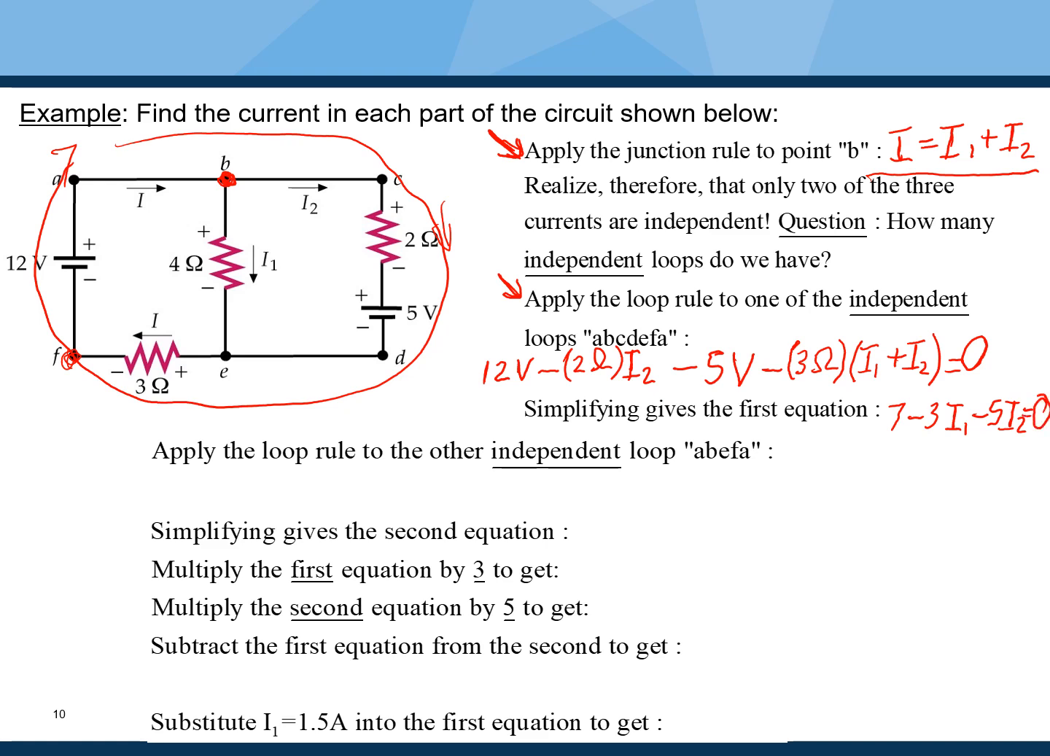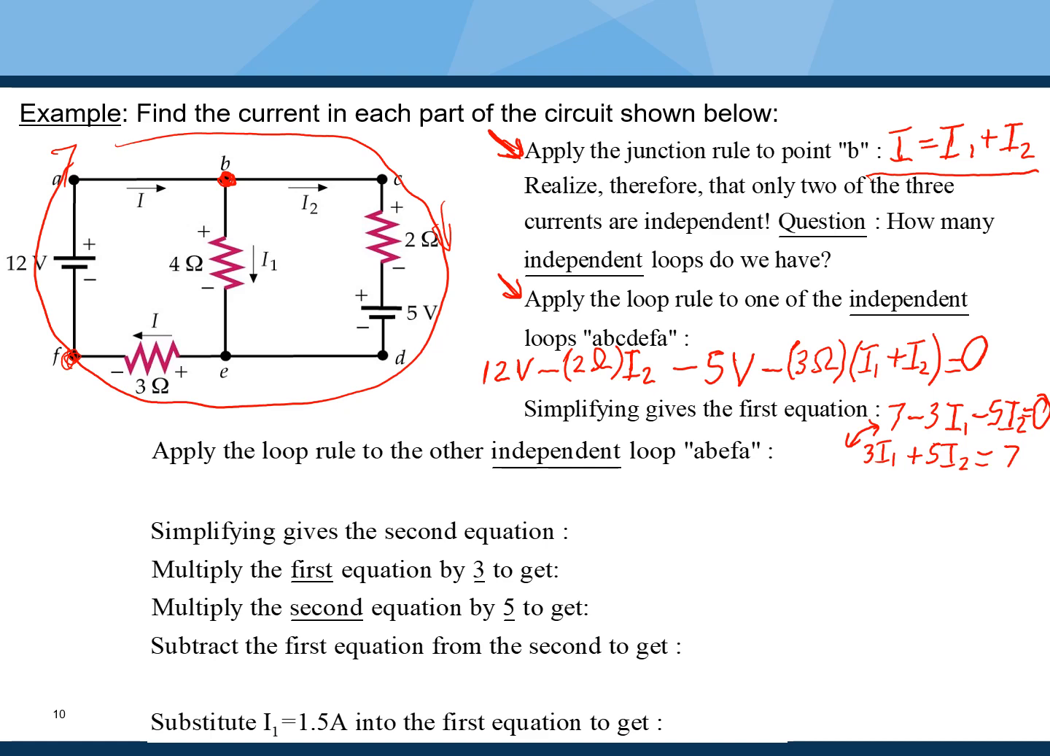Okay? So we have one equation which basically can be cleaned up now, and we can write it as 3I1 plus 5I2 is equal to 7. So this equation and this equation are basically the same thing.